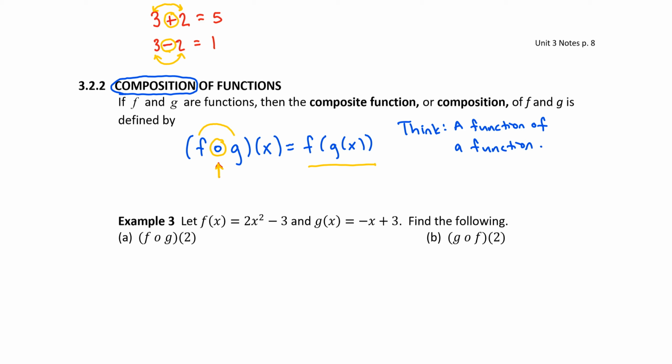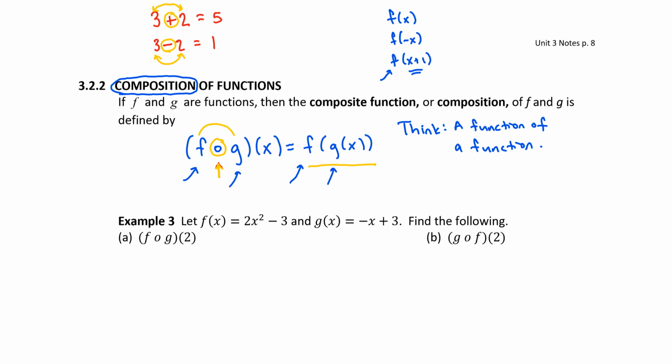Believe it or not, you have already found a composition in this class. Previously, we defined a function f of x, and I told you to find something like f of negative x or f of x plus 1. You were plugging a function into a function. That's essentially what we do when we find a composition. So we're going to have an outside function and an inside function, and our functions have to stay in order. The function on the left becomes our outside function. The function on the right becomes our inside function.